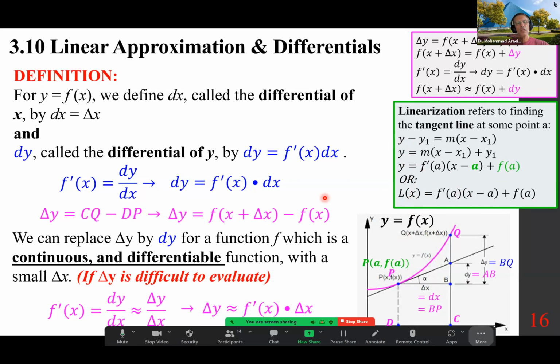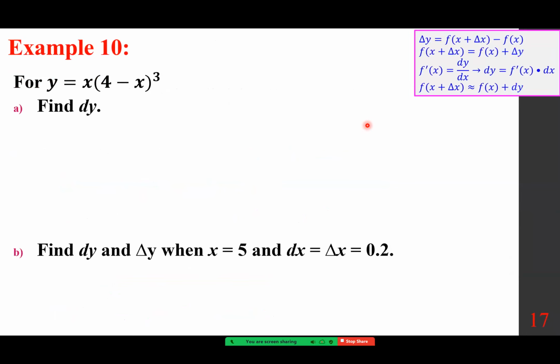So this was the synopsis of the section, and we are going to look at a very simple example. In this case, we are given y equals x times (4 minus x) cubed. We want to find dy, and then we want to find dy and delta y when x is 5 and dx is 0.2. First and foremost, anytime you hear dy, just ignore it and find f prime of x. So f prime of x, or dy/dx.